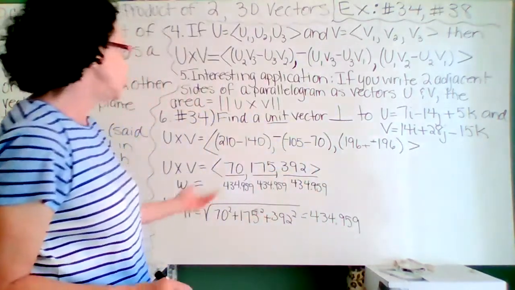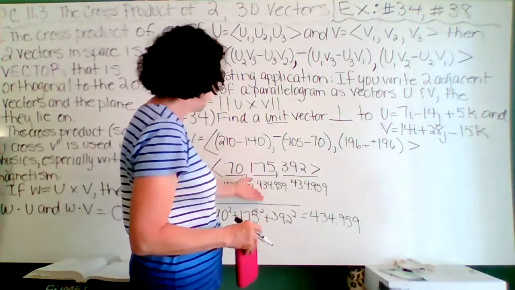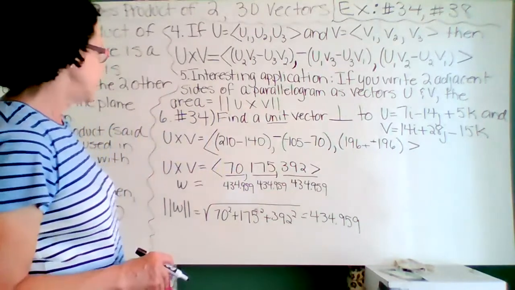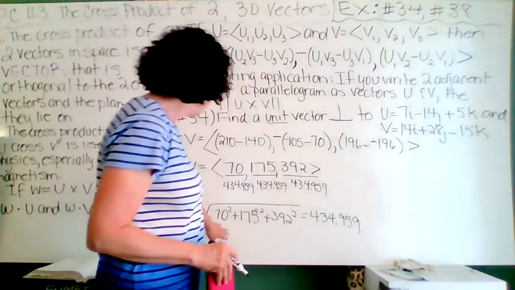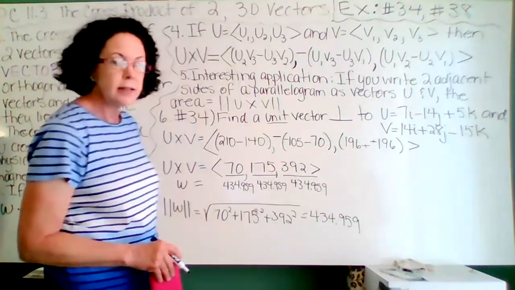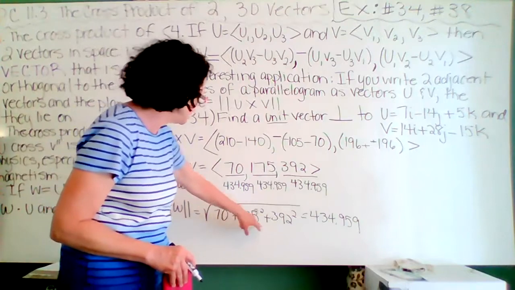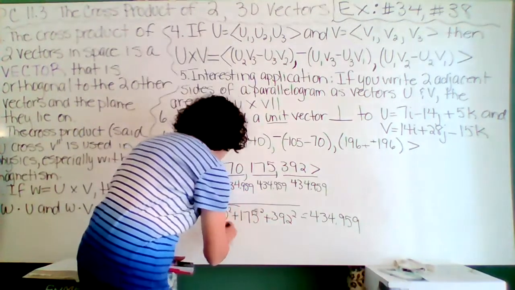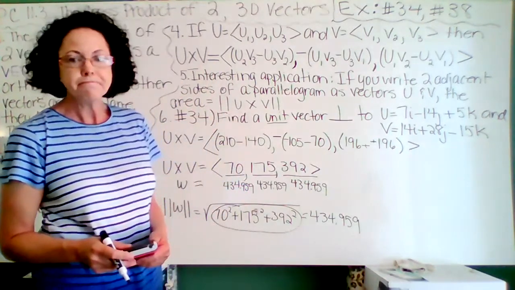We could turn each of these into decimals, actually do this math here, here, and here, and have a final decimal answer. I think that's okay. I think it would also have been okay to leave it with the magnitude as the square root of 70 squared plus 175 squared plus 392 squared, that radicand underneath the square root, but that would have been a very large number also.